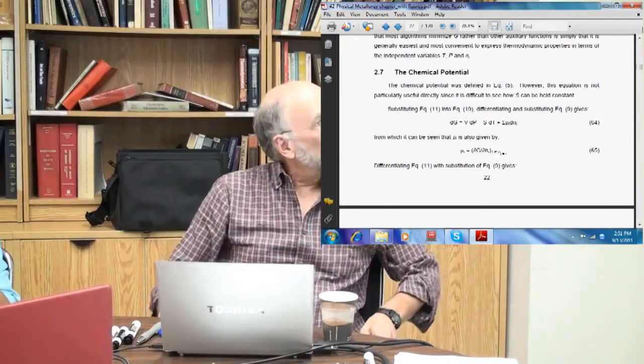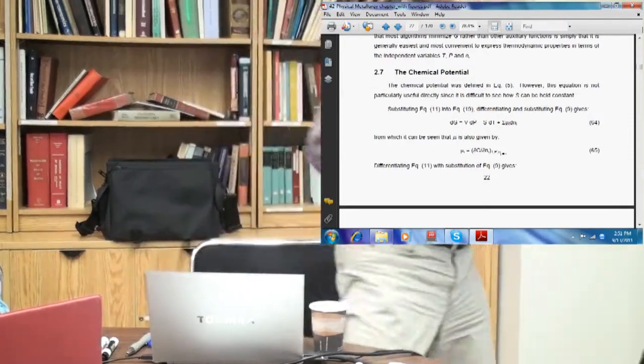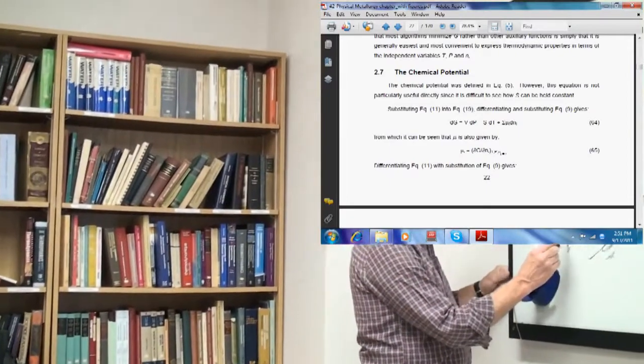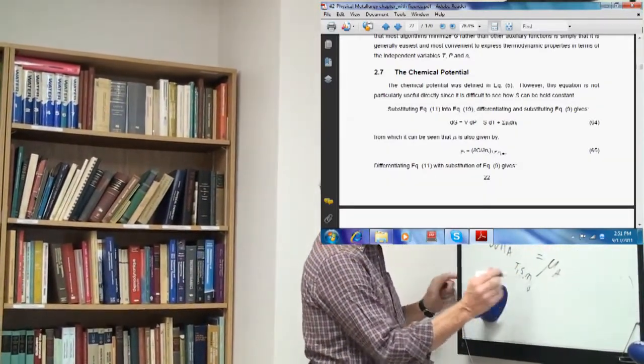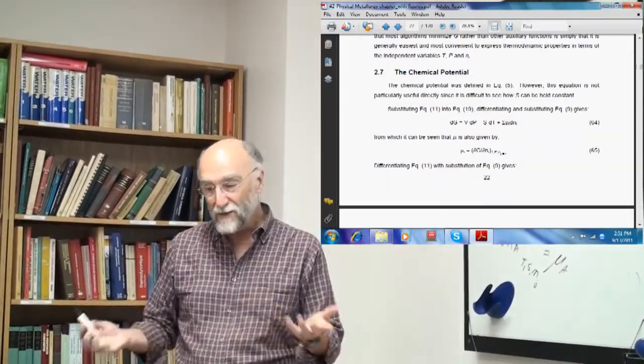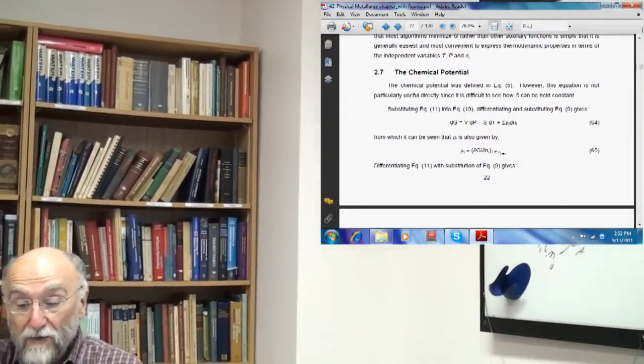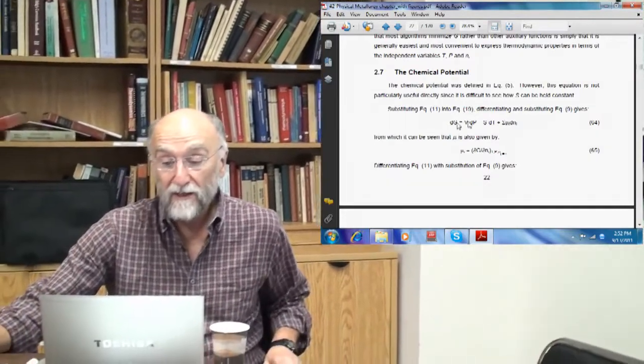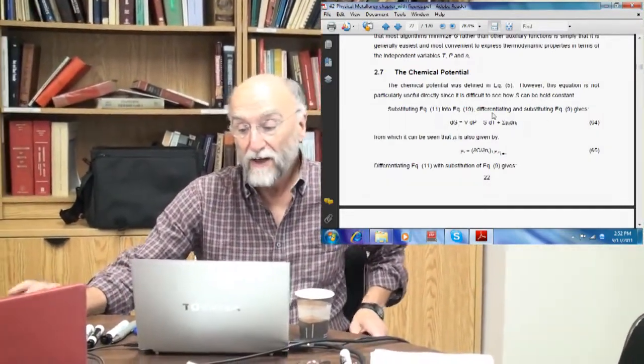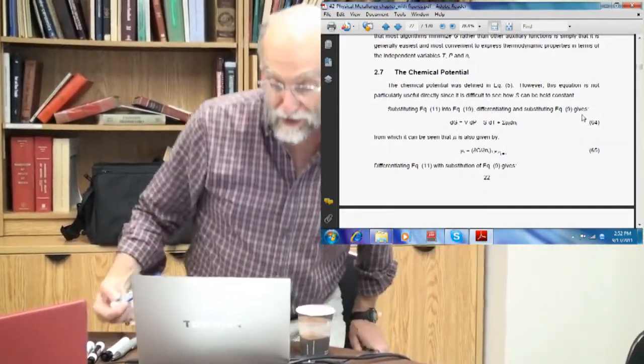So this is not terribly useful because this is dU/dNa, but you're keeping the temperature constant, the entropy constant, and the number of moles of other things constant. And how do you keep the entropy constant? This is not something that's easy to visualize. Let's try to convert the thing around. So I'm going to substitute equation 11 into 19, differentiate and substitute equation 9.